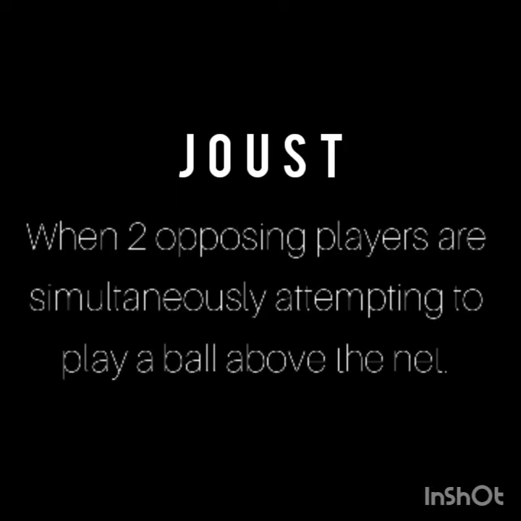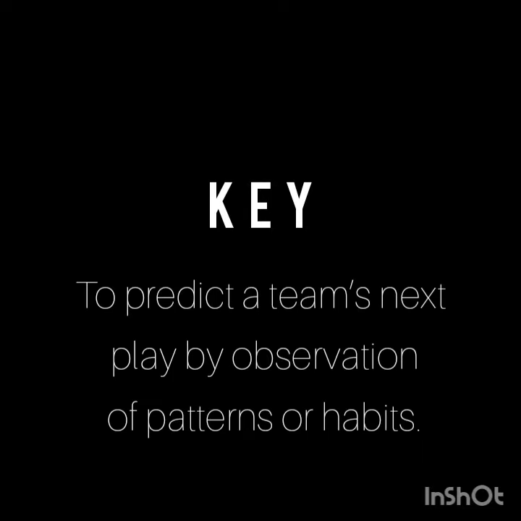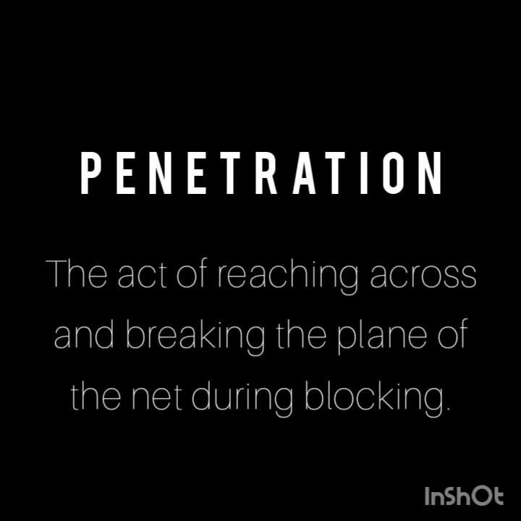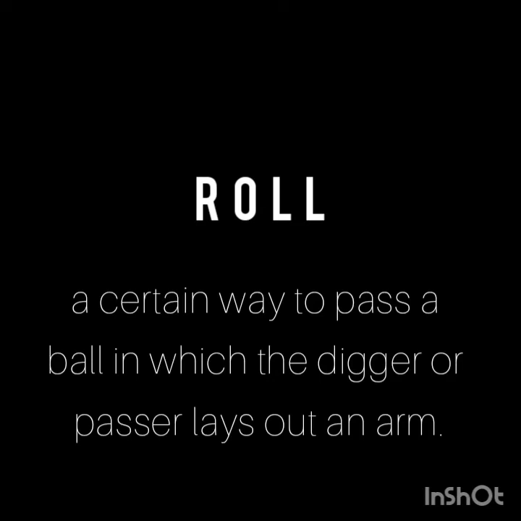Joust. When 2 opposing players are simultaneously attempting to play a ball above the net. Key. To predict a team's next play by observation of patterns or habits. Penetration. The act of reaching across and breaking the plane of the net during blocking. Roll. A certain way to pass a ball in which the digger or passer lays out an arm.